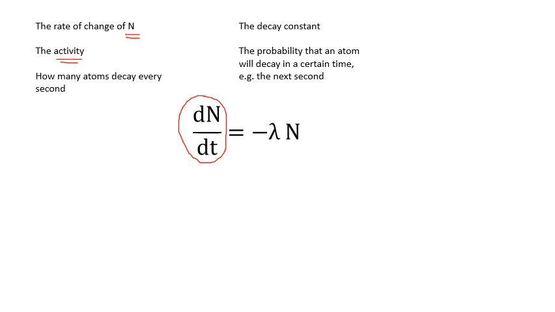And dn dt, the activity, will depend on two things. It will depend on the decay constant, and there's lambda there, the decay constant, and that is the probability that an atom will decay in a certain time. For example, in the next second. If it's the probability that it will decay in the next second, then the decay constant, its units are seconds to the minus 1. You can actually do any unit of time, but for the probability it will decay in the next second, it's seconds to the minus 1, and n is the number of atoms.